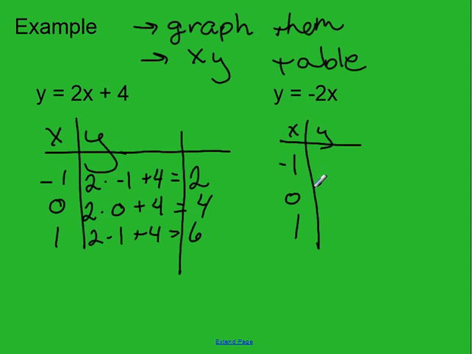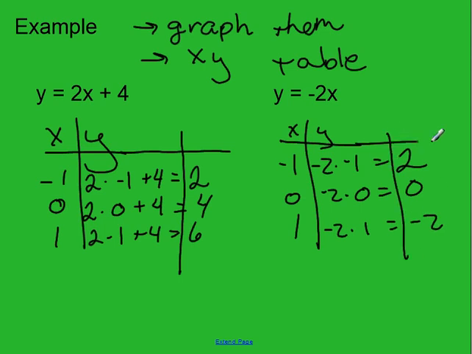Let's do the same thing for my other equation. I'm going to do -1, so that's -2 times -1 gives me +2. -2 times 0 equals 0. Negative 2 times 1 equals negative 2. And those are my y coordinates right there. All right, so we've made our XY table. Make sure you've written all of that down. And now we have to go on and actually graph them.